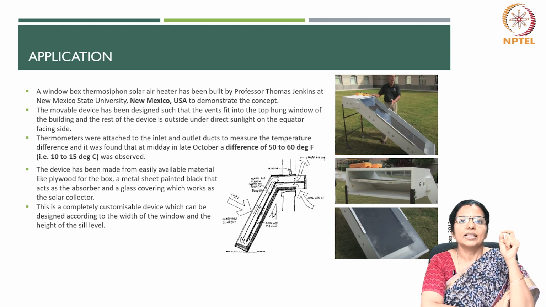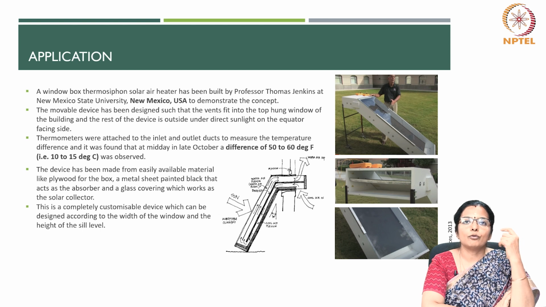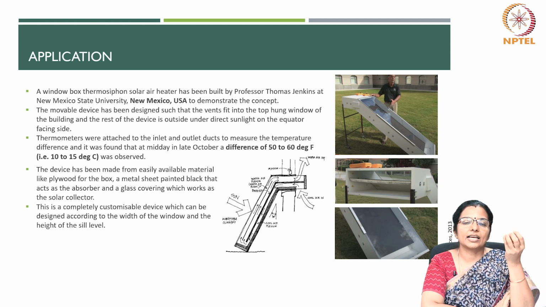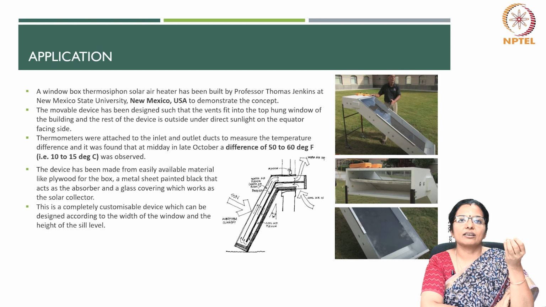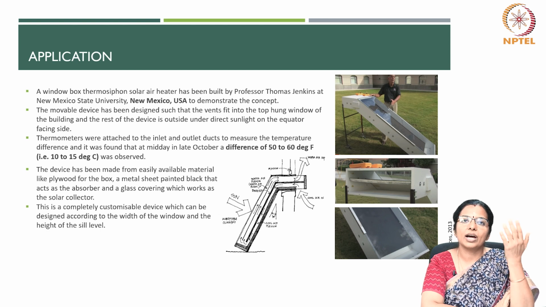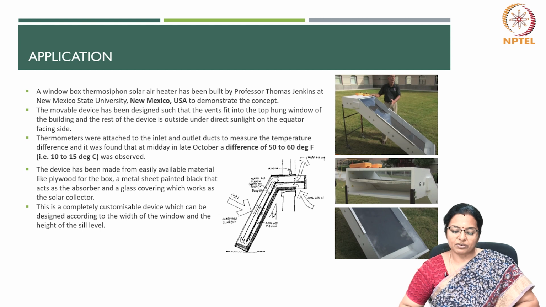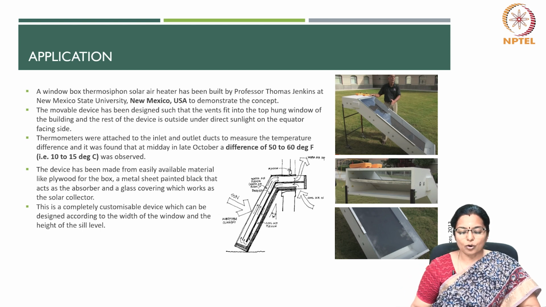The device has been made from easily available material like plywood for the box, a metal sheet which is painted black that acts like an absorber, and a glass covering which works like a solar collector. This is a completely customizable device which can be designed according to the width of the window and height of the sill level.